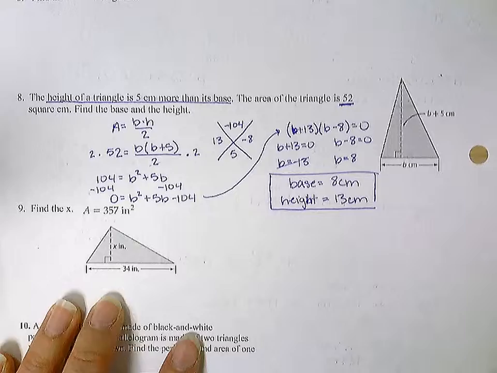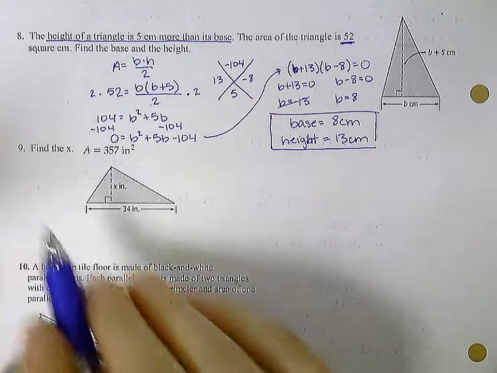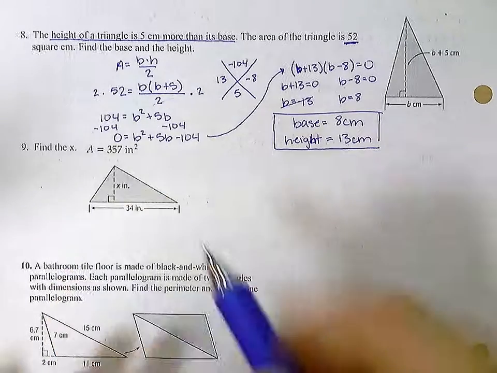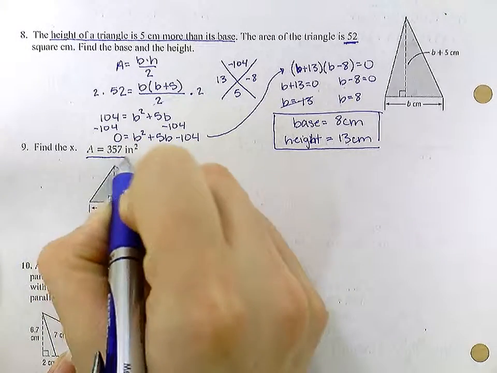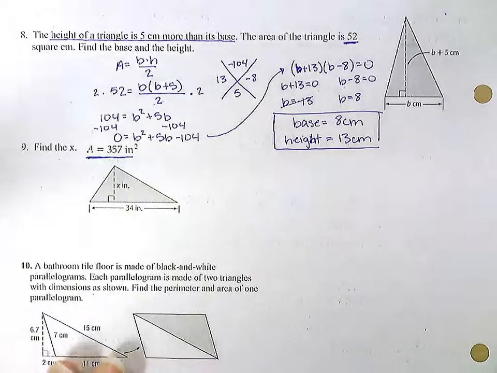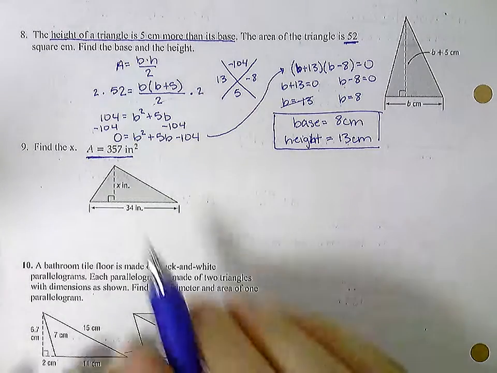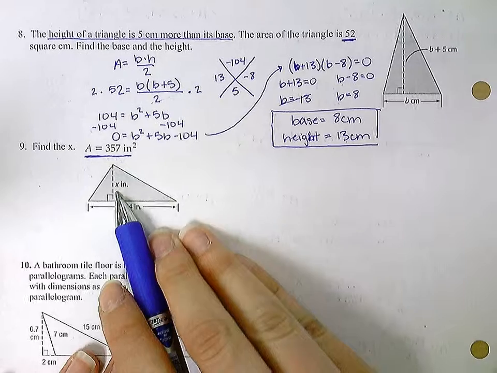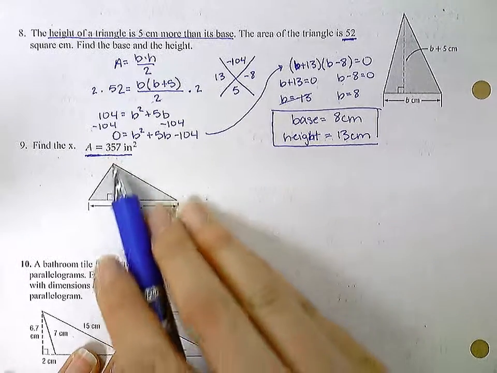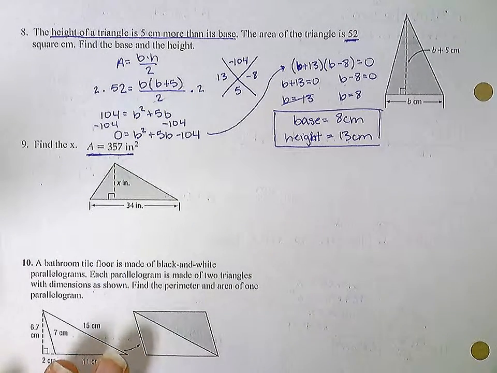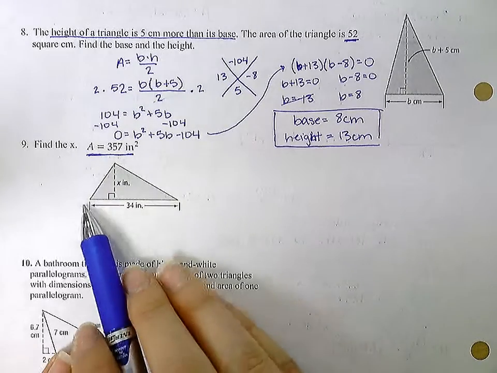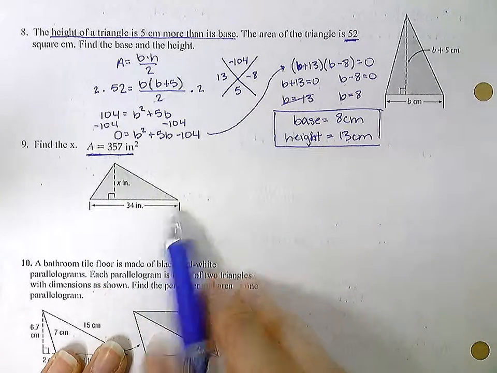All right, last one I'm going to go through is number 9. In number 9, we want to find the value of x. In this case, we're given A equals 357 inches squared. That's the area. So again, you're given the area, and you have to solve for one of the sides. The side I'm solving for is the height, because that's where x is labeled. That's that perpendicular distance to the base. And I'm also given the base is 34.